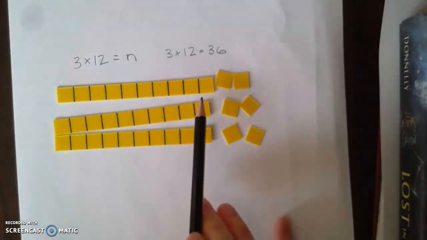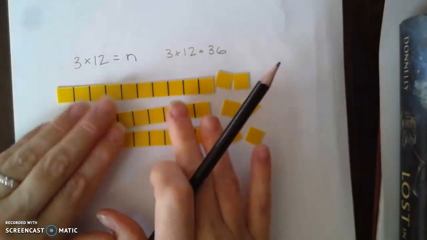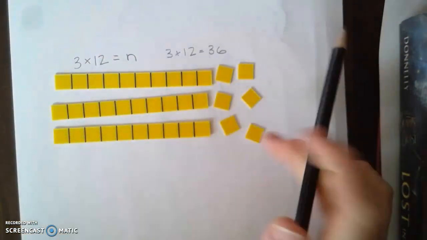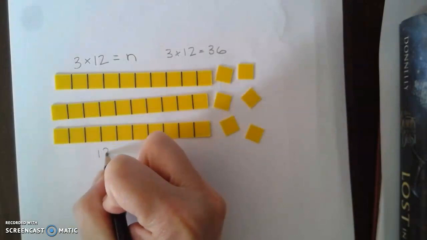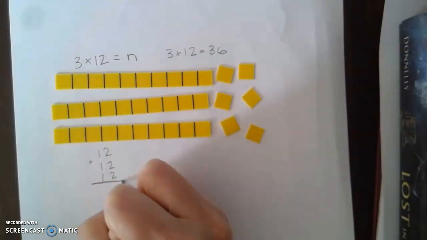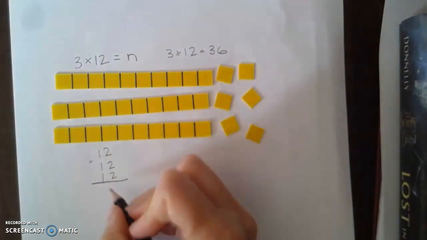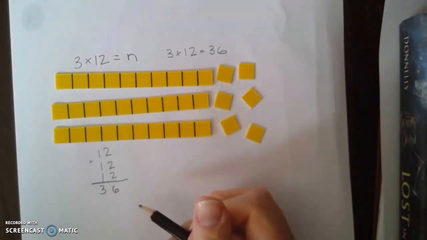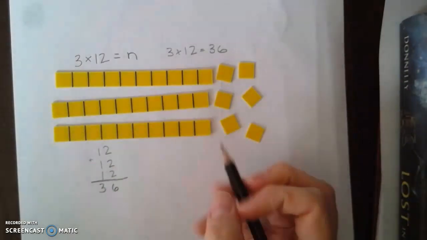So I could have used my base 10 blocks, but we could also have used any of the other 2 strategies I showed you on the back. One of them being adding your 12s 3 times. If we're not concrete yet, this is okay. This is a perfectly acceptable strategy. So I could have added them 3 times and gotten 36, the same answer.